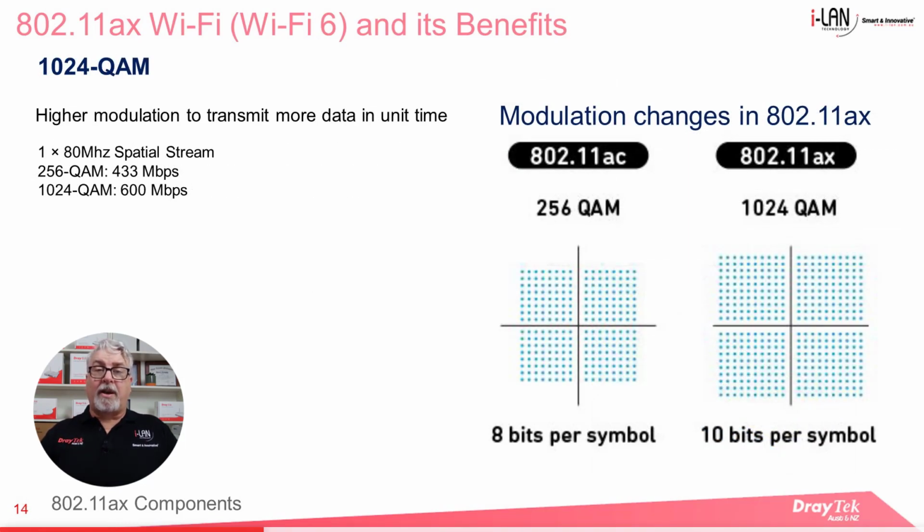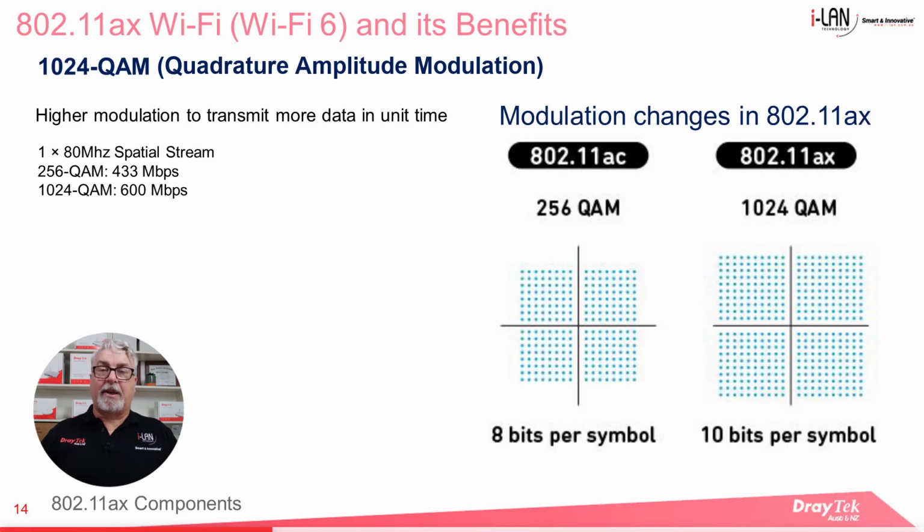The next component we'll look at is the modulation used in 802.11ax. The term used here is QAM. This is an abbreviation for Quadrature Amplitude Modulation, which is a modulation scheme used in transmitting data. QAM refers to a way of changing the amplitude or power level of two signals. The 1024 QAM used in 802.11ax enables a 25% data rate increase when compared to 802.11ac, which uses 256 QAM. This improvement is crucial for consistently serving a large number of wireless clients.